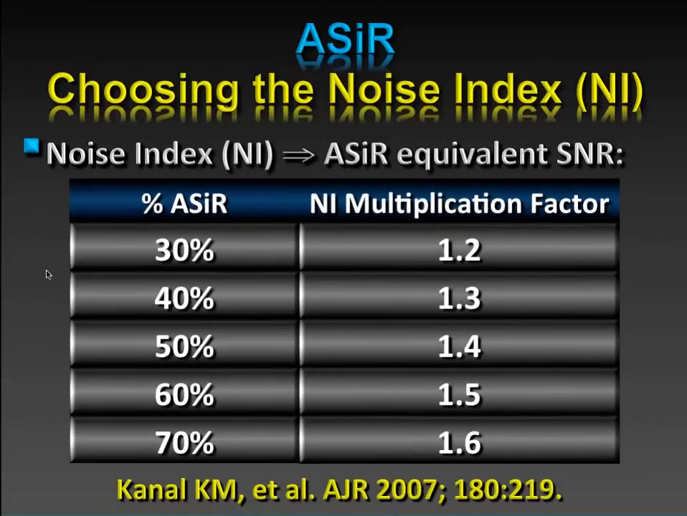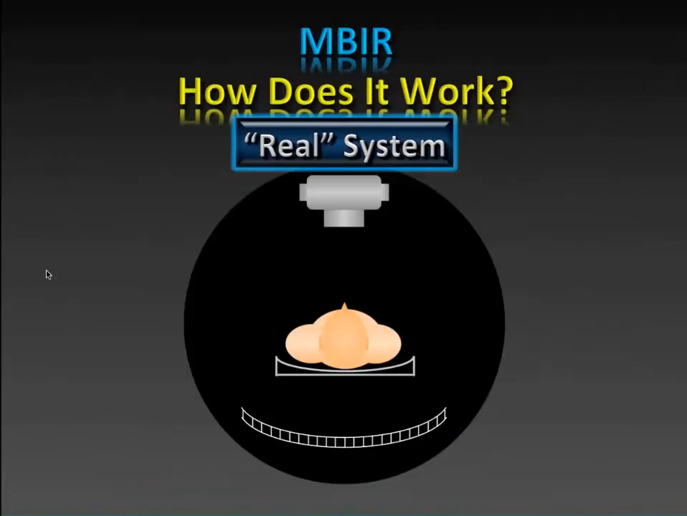And here again, maybe start with a 30% dose reduction by multiplying your noise index by 1.2 and inching your way up. Again, using the slice thickness that's most appropriate.